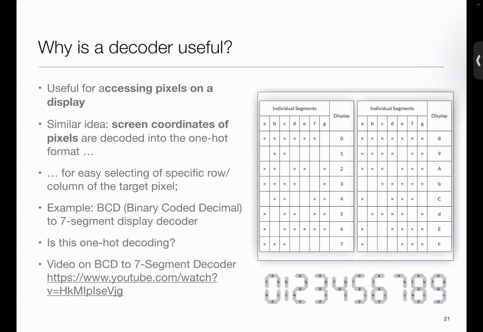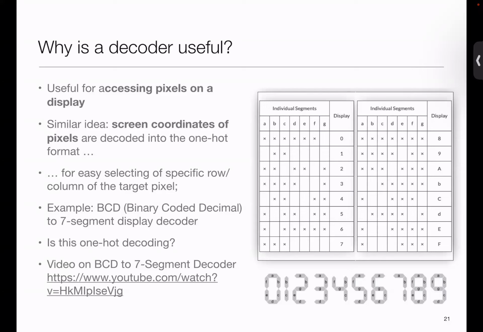Decoders are also used in displays. So probably you are watching this lecture on your laptop. The laptop has a display screen. The display screen is organized as an array of pixels. When the software changes or paints something on the screen, it has to select certain pixels to draw upon. And again, that is where it uses decoders.